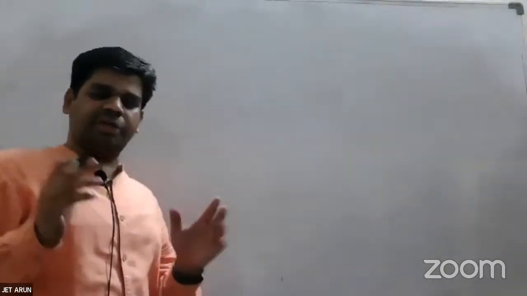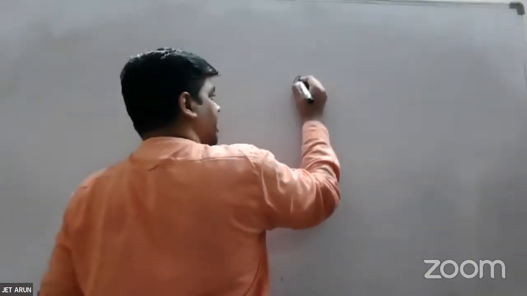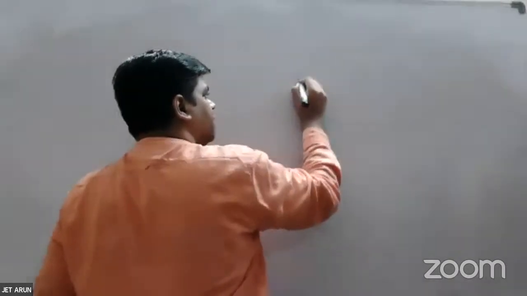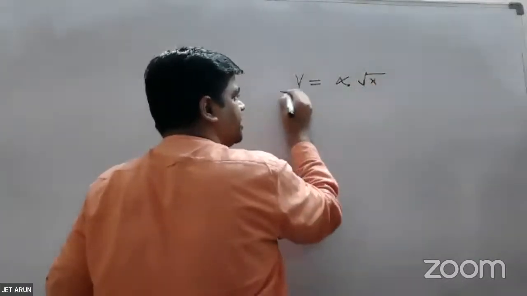All right. So again, because there is a variable acceleration, I can just go for integration. Integration is a very powerful tool. Calculus is a powerful tool for me to attack any problem. What is given here? V is equal to alpha root x is given.